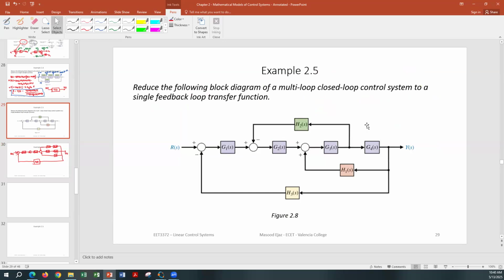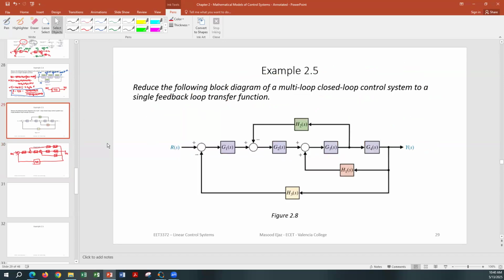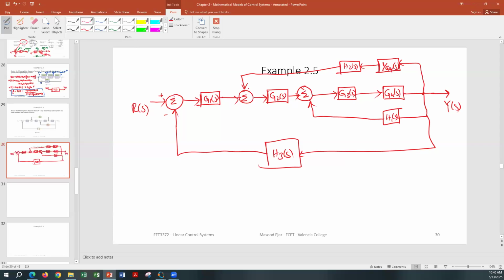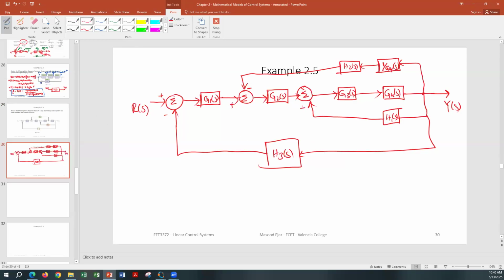H2 is going to the first one. Okay, so I'm going to move this here, and then I'm putting it here. So let's go ahead and move this over here. And all right, so what is the summation? Negative and positive, negative and positive. And then for this one, I have positive and positive, positive and positive.